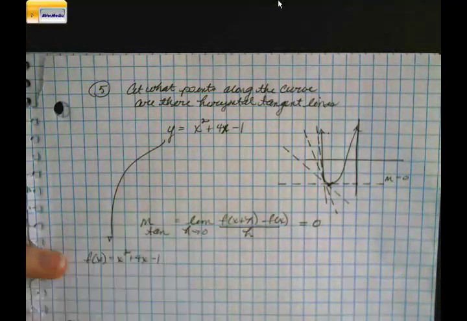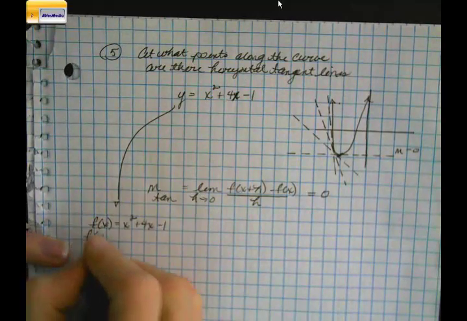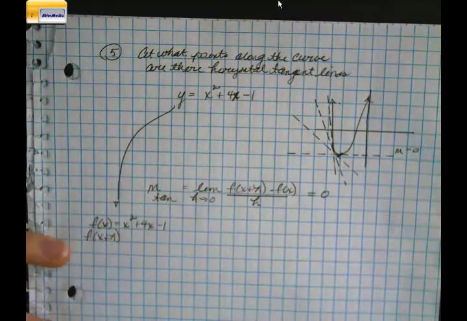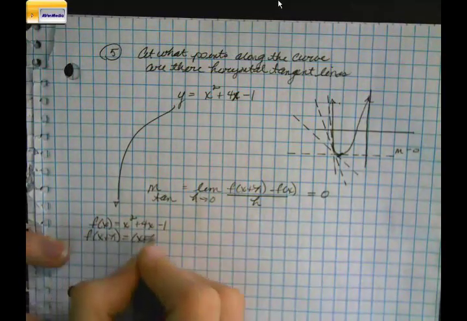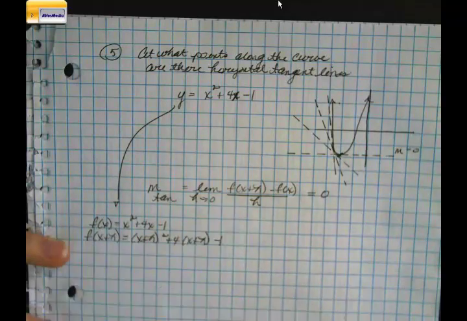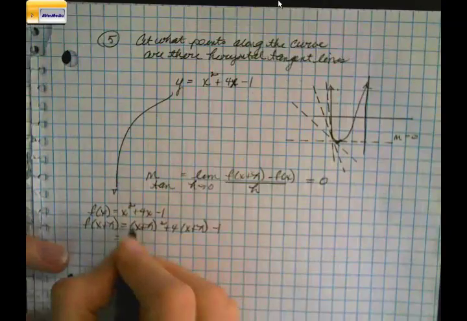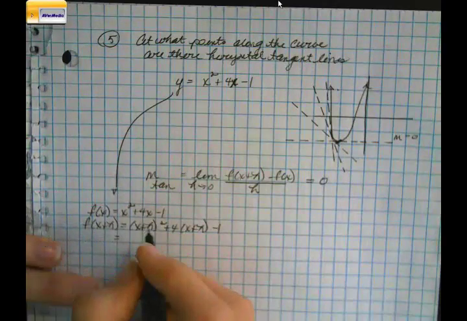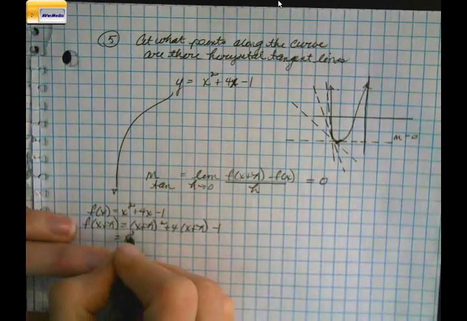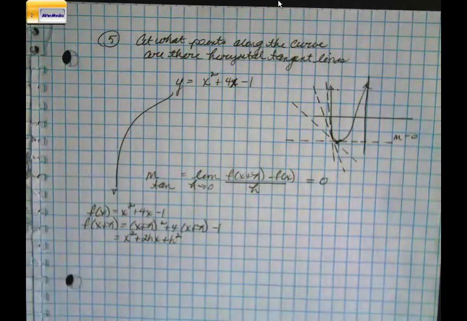Oh, this is going to be big. This is going to be joyous, right? So f of x plus h is going to be (x plus h) squared plus 4 times (x plus h) minus 1. We can do this. It's just going to be time consuming. So when I expand this binomial using FOIL or the box method, whichever you're familiar with, it's going to be x squared plus 2hx plus h squared.